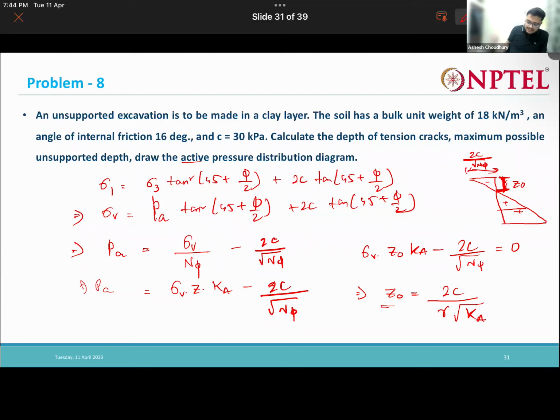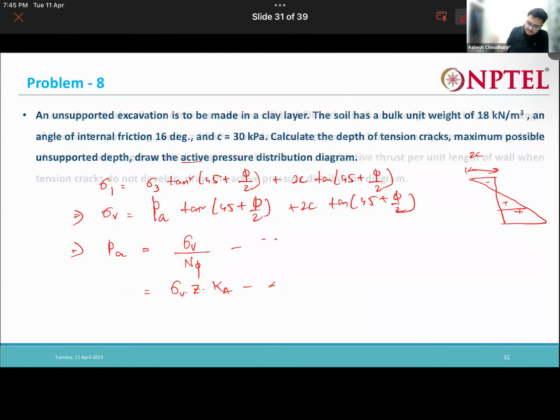And the second question is maximum unsupported depth. Maximum unsupported depth means that if you add all the pressure, the resultant pressure is 0. So the soil can actually stand by its own. This is the maximum unsupported depth up to which the soil can stand by its own. Why? Because there is no earth pressure, so soil is actually stable there. It doesn't need any support. Okay, till that depth. So first, let us just determine this depth of tension crack.